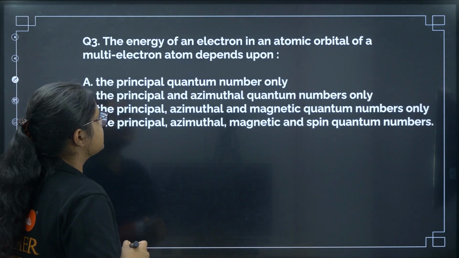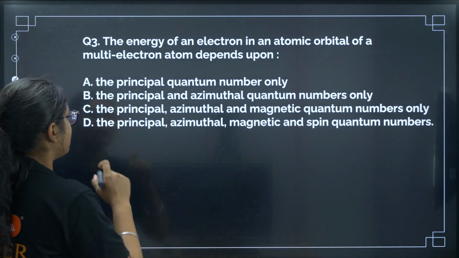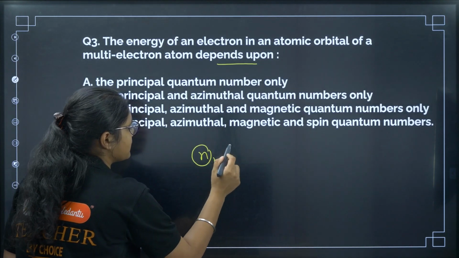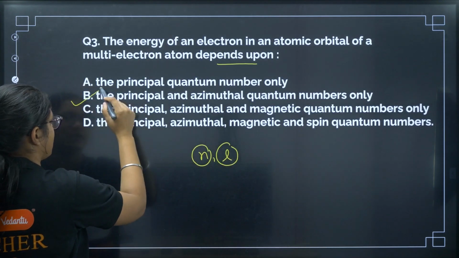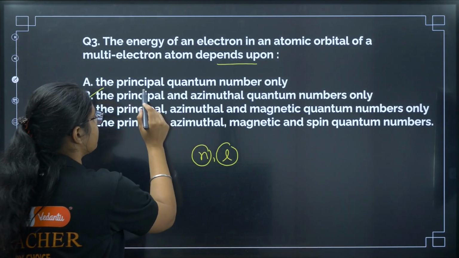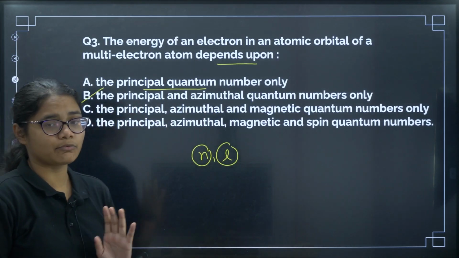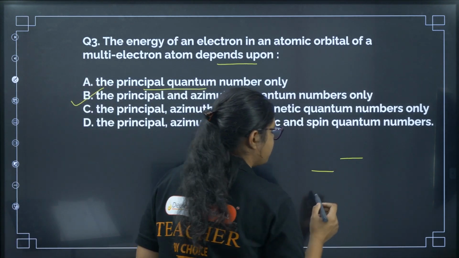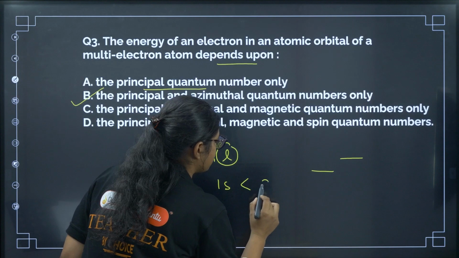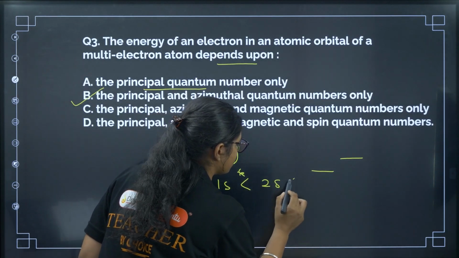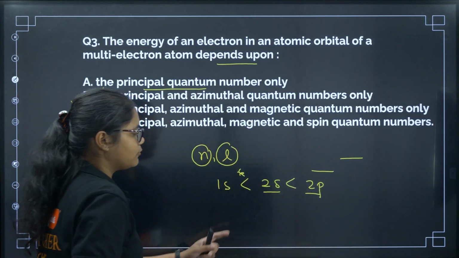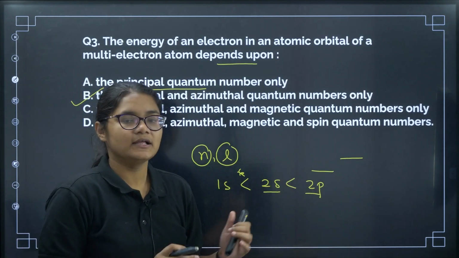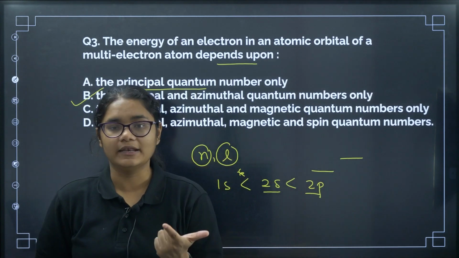Now next question, the energy of an electron in an atomic orbital of a multi-electron atom depends on. So energy depends on n and l, that is your principal quantum number and azimuthal quantum number. So correct answer is option number B. Many of you might have written only principal quantum number, but the energy depends on both. You can see here, when you fill the orbitals, we have 1s orbital, then we have 2s and then 2p. Here both are having the n value as 2, but still 2p is higher in energy than 2s, right? So that is why it depends on both your n and l value.